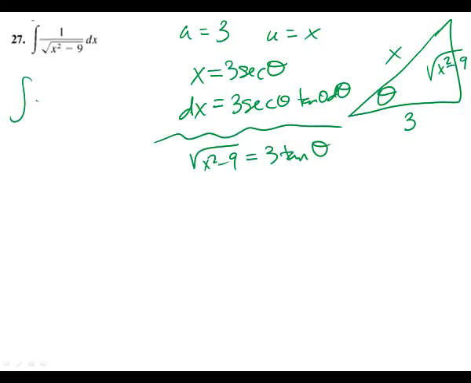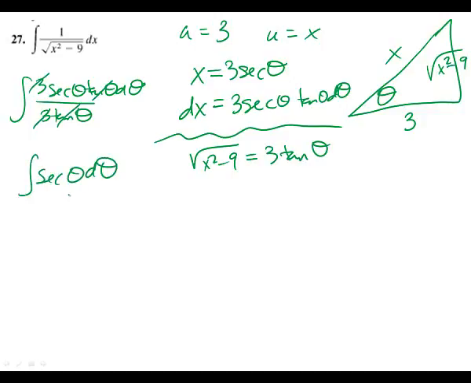Okay, so we go to sub in. What do I put in for the radical? 3 tangent theta, and then for the dx I put in 3 secant theta tangent theta d theta. Good. And what happens? The 3's cancel, so I'm left with secant theta d theta. Here's where you go look at the back side of your yellow chart. When we integrate secant, what do we get?